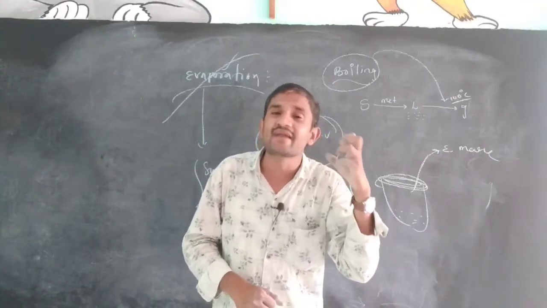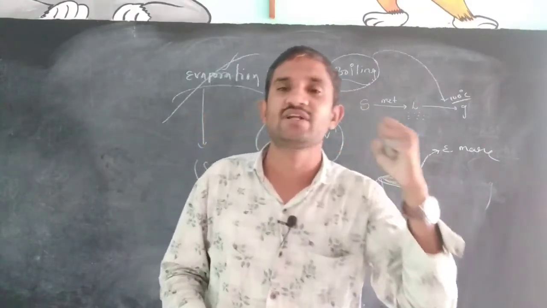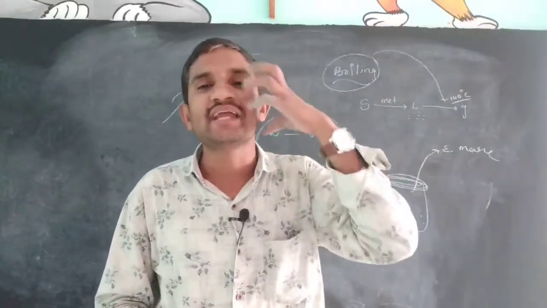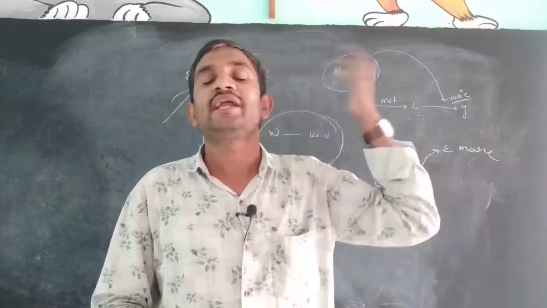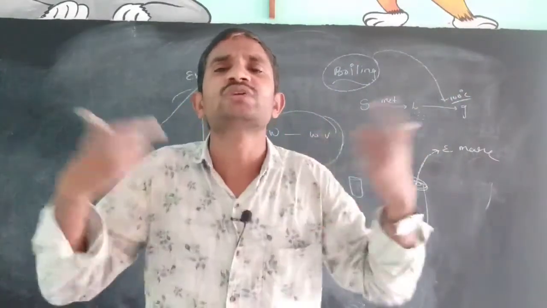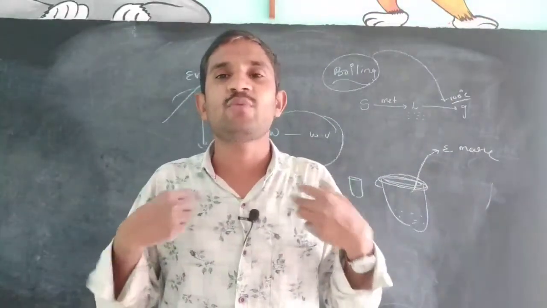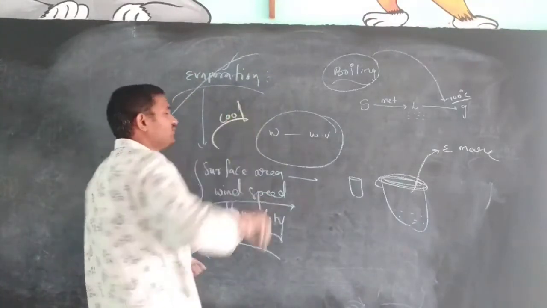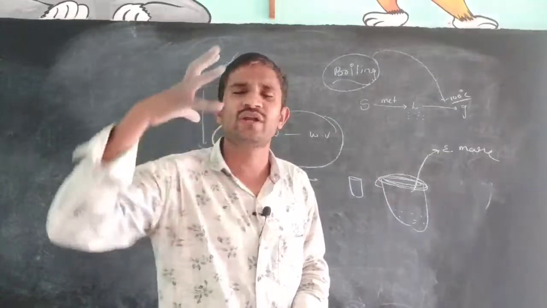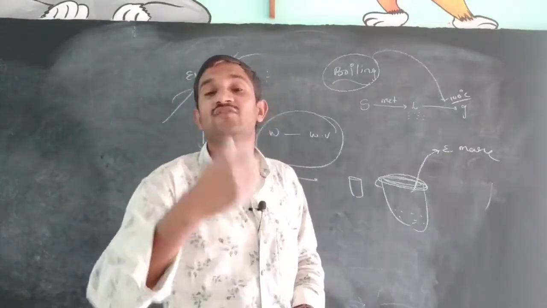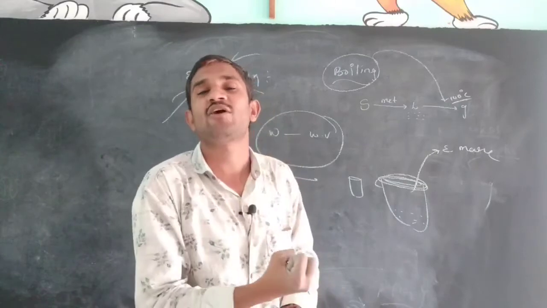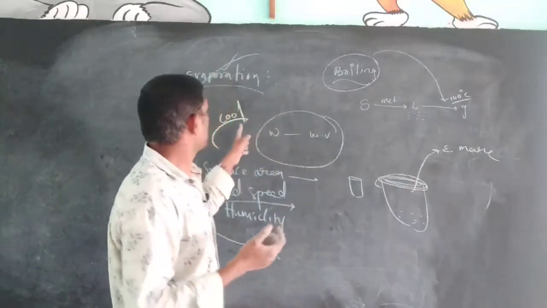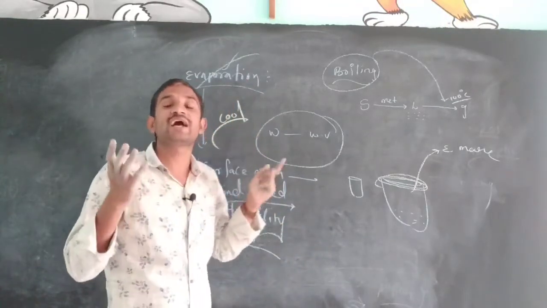That sweat gains heat energy from your body and evaporates. Automatically, gaining heat energy from our body and evaporating means our body is losing heat energy. When our body is losing heat energy, we feel cool. We feel what? We feel cool. The sweat coming out from our body gains heat energy and evaporates. Due to that only, our body becomes cool.